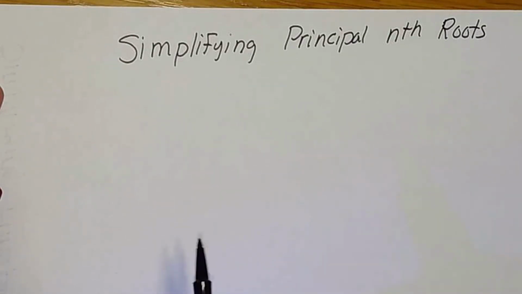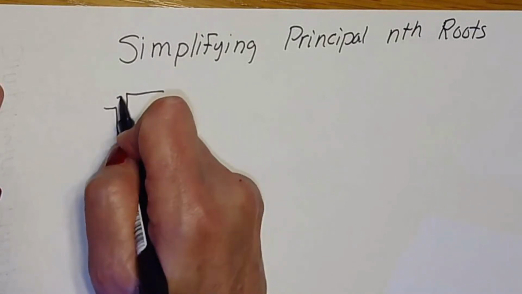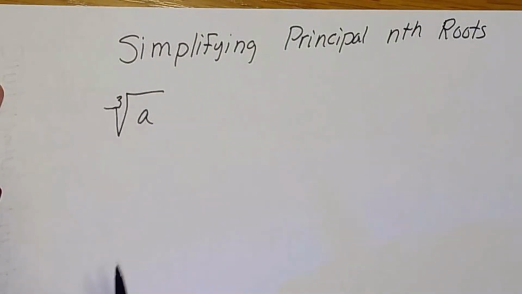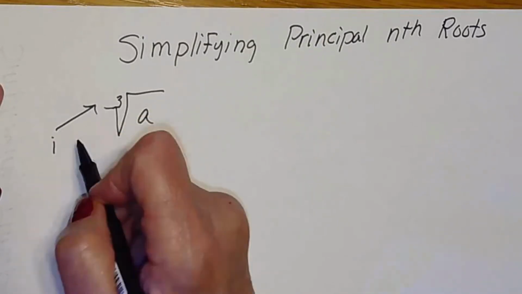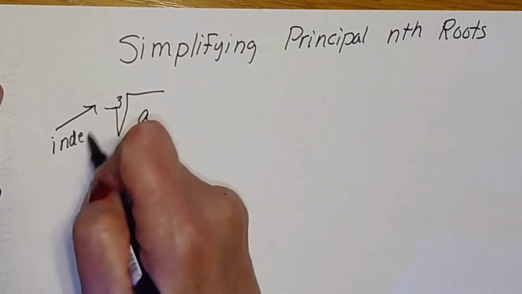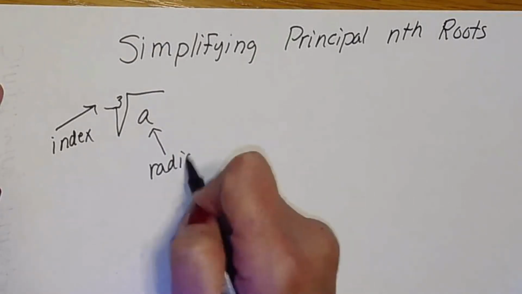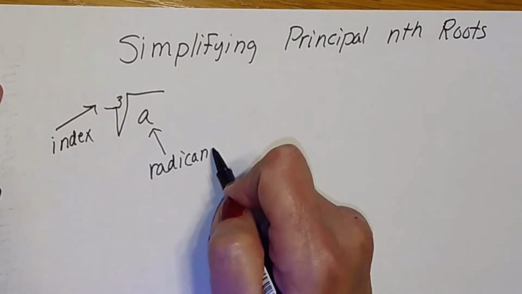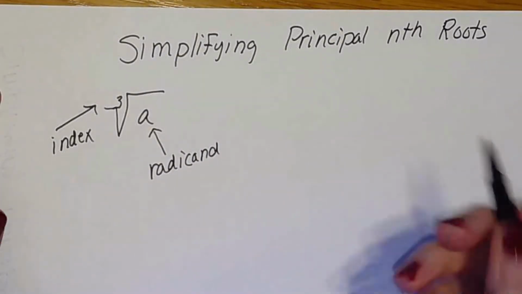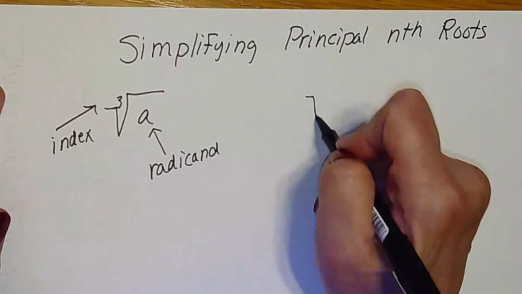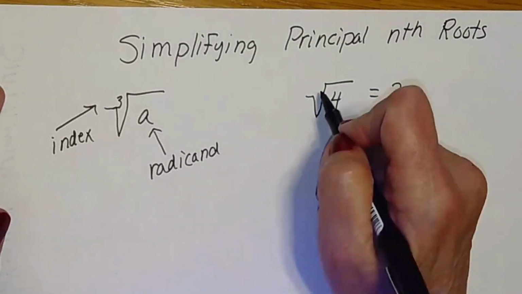Simplifying principal nth roots. If I have the cube root of a, this is my index, this is my radicand, and this is my radical symbol. If I have the square root of 4, I know that that's 2. I have an understood index here of 2.